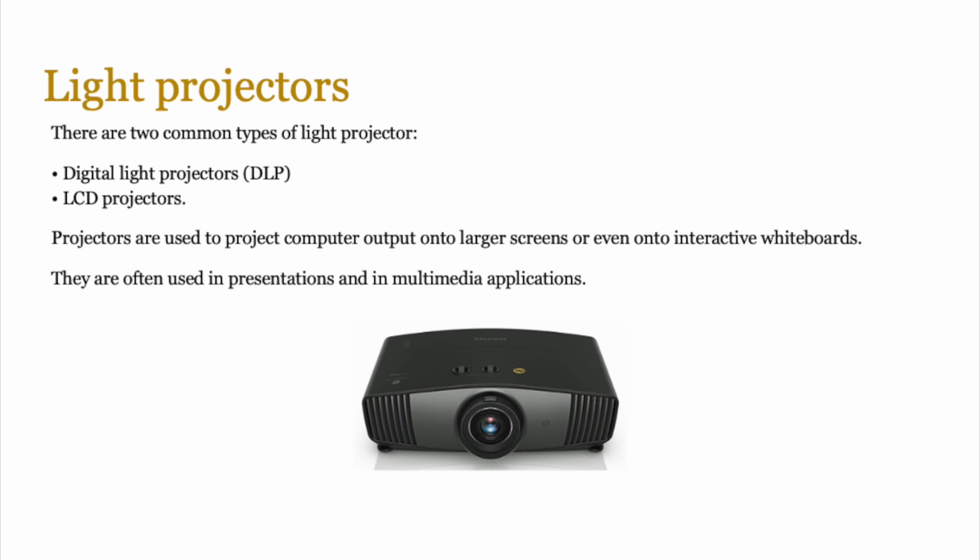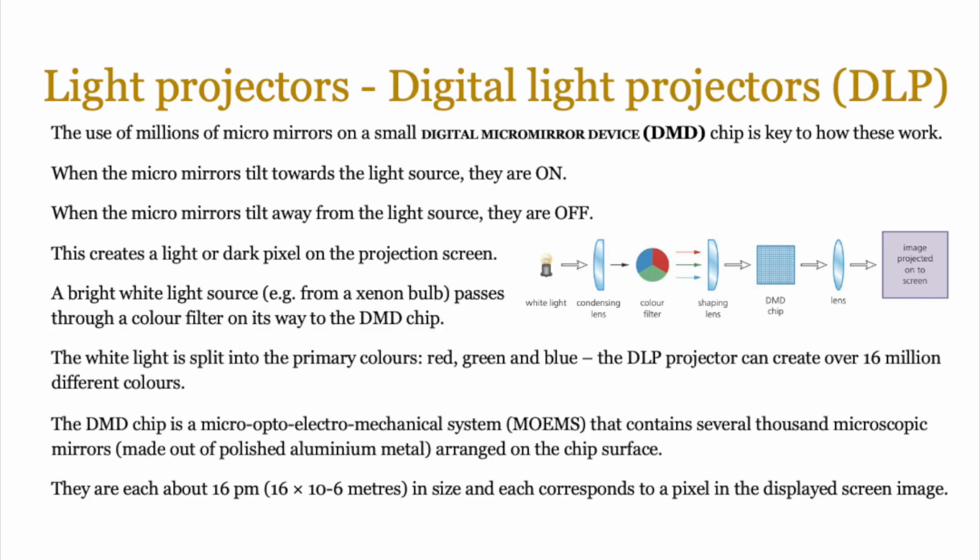Now, there are two common types of light projectors: digital light projectors and LCD, liquid crystal display projectors. Projectors are used to project computer output onto larger screens or even onto interactive whiteboards that you perhaps use at school. They are often used in presentations and in multimedia applications and even for entertainment. If you go to a cinema, chances are there's a massive projector at the back which is projecting that huge image. Now let's start by looking at digital light projectors.